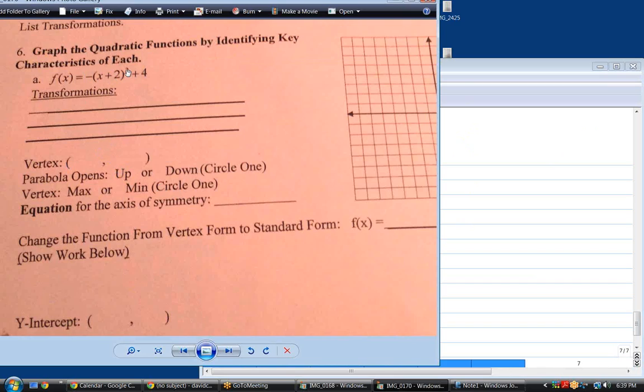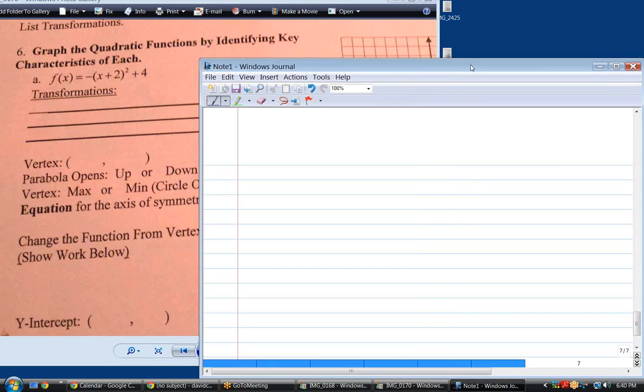That is also in vertex mode. In other words, if I put my quadratic, that's a quadratic, it's got x squared, in standard mode, here's what it would look like. That is standard vertex mode, where h and k are the vertex.